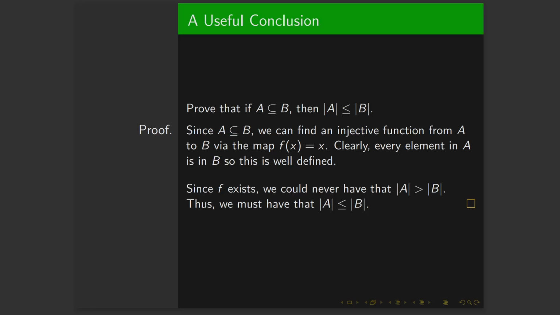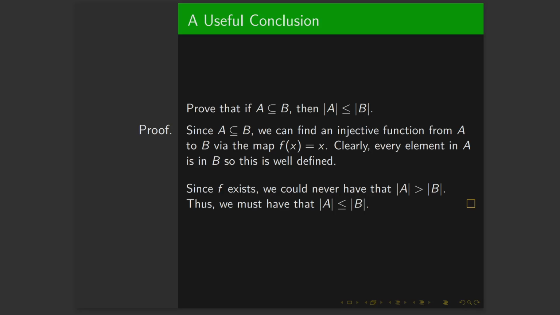If A is a subset of B, then the cardinality of A is less than or equal to the cardinality of B. This is something that you should be able to do with a little bit of time. We just notice that since A is a subset of B, every x in A is also in B, so we should be able to use the map f of x equals x, and this should be well defined, as in the function should exist and be defined for every value.